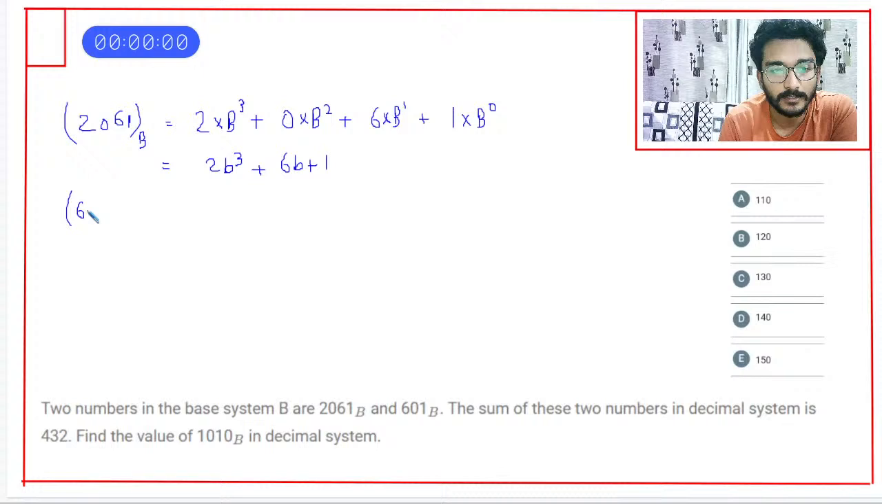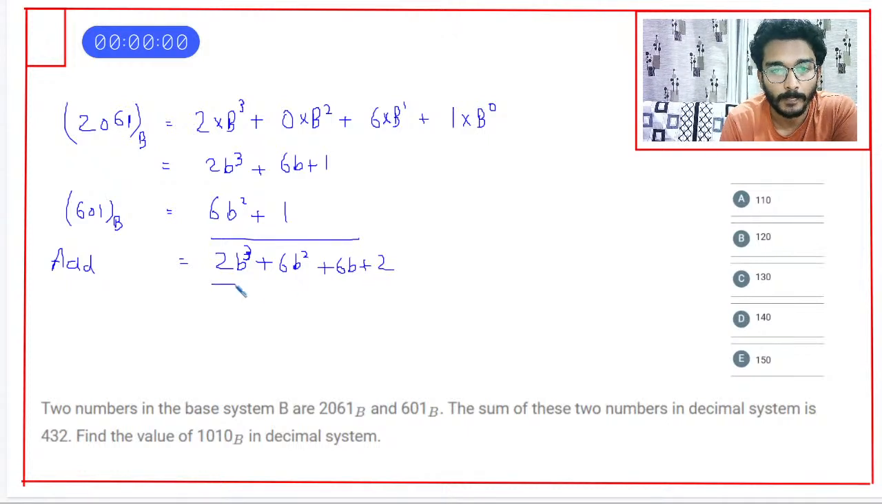Similarly, I'll do the same for the other number, and it will give me 6B square plus 1. So when I add these two numbers, I'm getting 2B cube plus 6B square plus 6B plus 2. Okay. Now this is given to us, it is equal to 432.